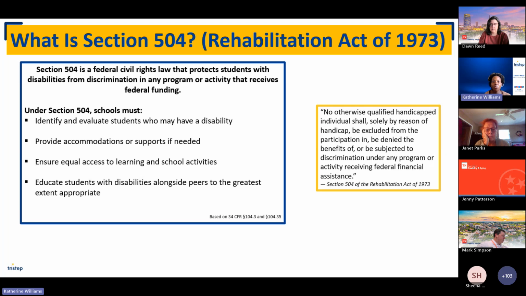So no otherwise qualified handicapped individual shall solely by reason of handicap be excluded from the participation in, be denied the benefits of, or be subjected to discrimination under any program or activity receiving federal financial assistance. So this is just a very important reminder that it is about access, making sure there's equal access to those learning, those activities, all of the same things that their peers would have access to.